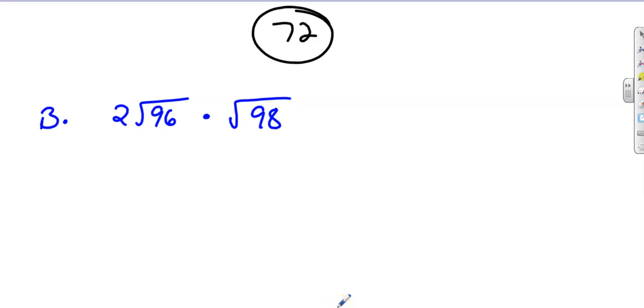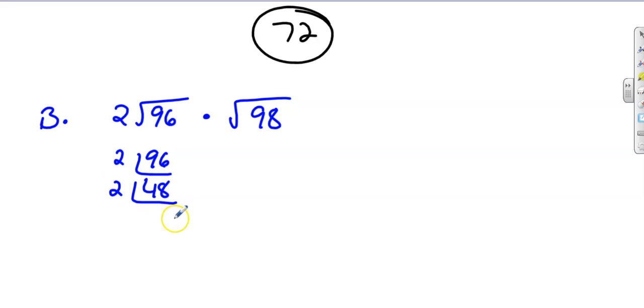Okay, so we'll do 2 squared of 96 times the square root of 98. Okay, so we've got 2 squared of 96. And again, if you start thinking about this one, it's even. You can divide it by 2. 2 will go into 96 48 times. Not a perfect number, so we'll just keep on going from here.